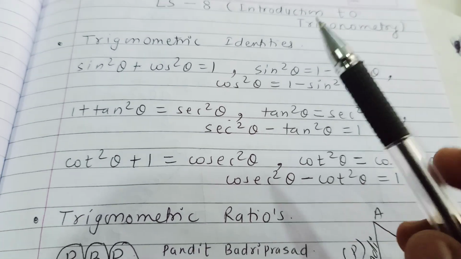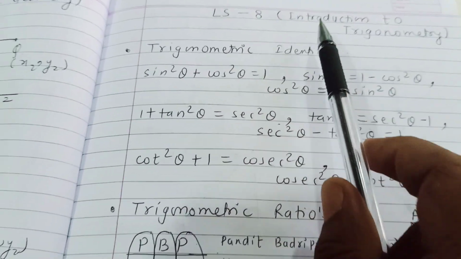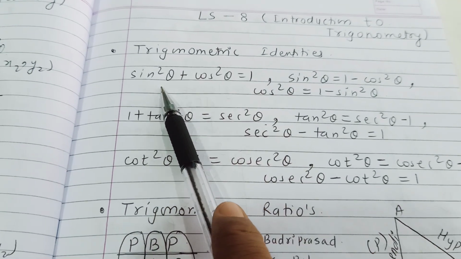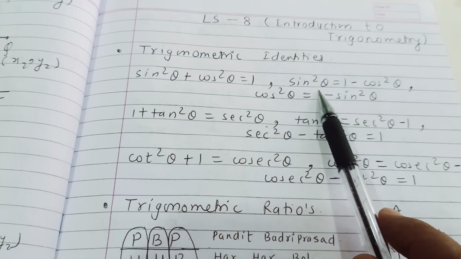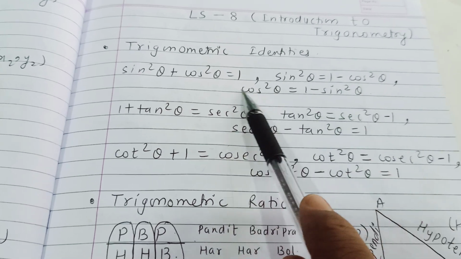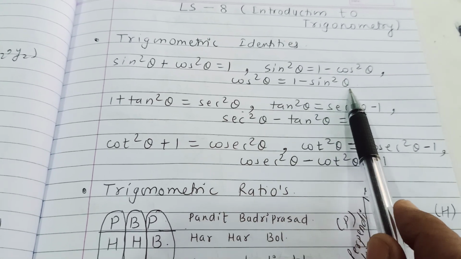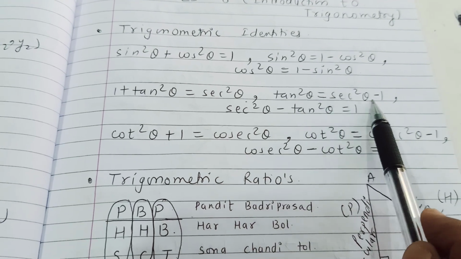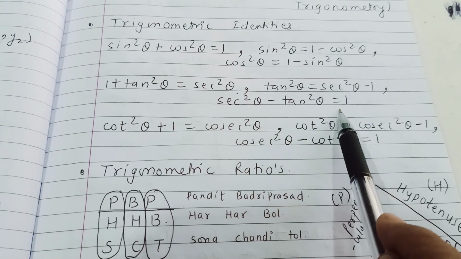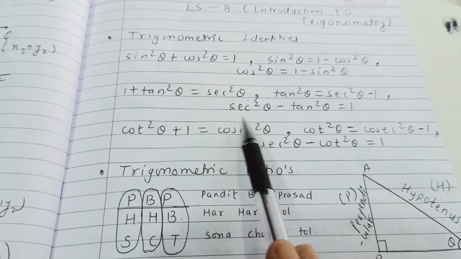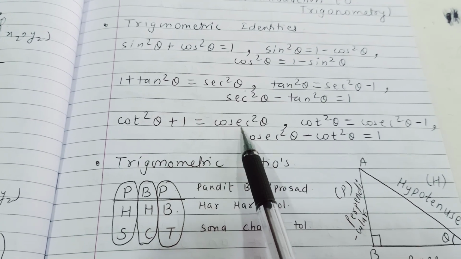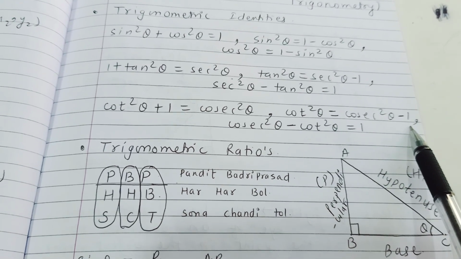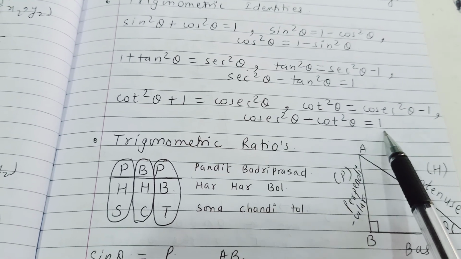And now the next very important chapter, introduction to trigonometry. In this, now listen, trigonometric identities: sin square theta plus cos square theta is equal to 1. Sin square theta is equal to 1 minus cos square theta, and cos square theta is equal to 1 minus sin square theta. Then 1 plus tan square theta is equal to sec square theta, tan square theta is equal to sec square theta minus 1, and sec square theta minus tan square theta is equal to 1. These are the formulas. Okay, and cot square theta plus 1 is equal to cosec square theta, cot square theta is equal to cosec square theta minus 1, and cosec square theta minus cot square theta is equal to 1.